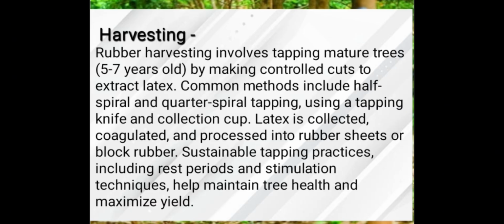Harvesting. Rubber harvesting involves tapping mature trees 5 to 7 years old by making controlled cuts to extract latex. Common methods include half spiral and quarter spiral tapping, using a tapping knife and collection cup. Latex is collected, coagulated, and processed into rubber sheets or block rubber. Sustainable tapping practices, including rest periods and stimulation techniques, help maintain tree health and maximize yield.